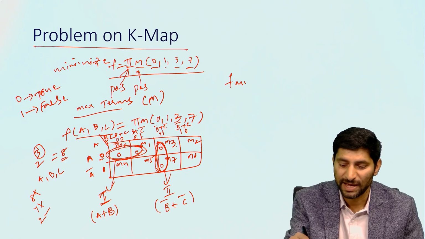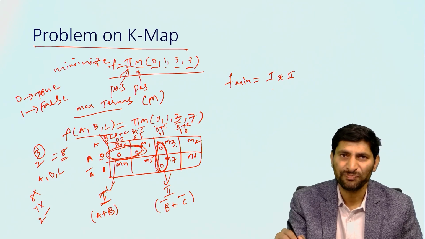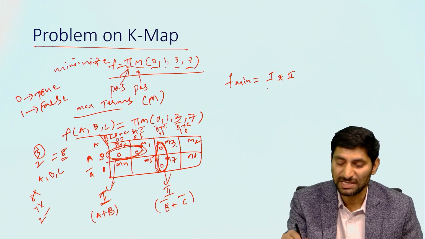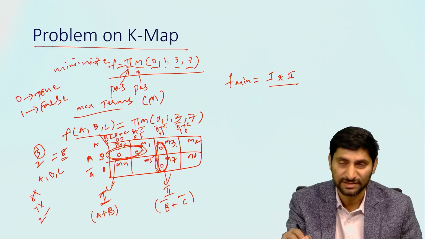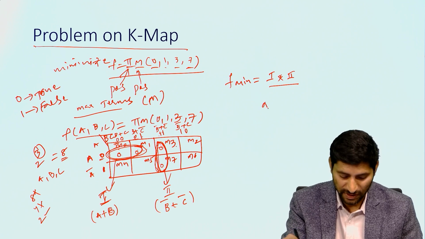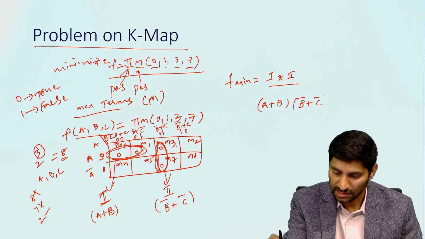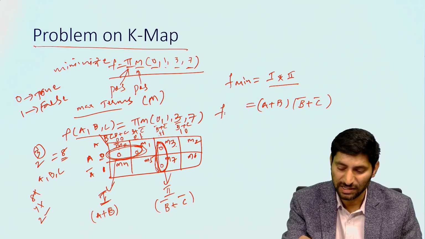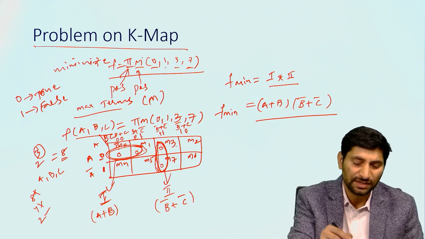So, F minimized function, I got it as 1 into 2. In SOP form, if I want to write the minimized term, I can add the first group plus the second group, but here I need to multiply because it is POS form, right? So, A plus B into B bar plus C bar. This is what F minimized function I got for this 3 variable.